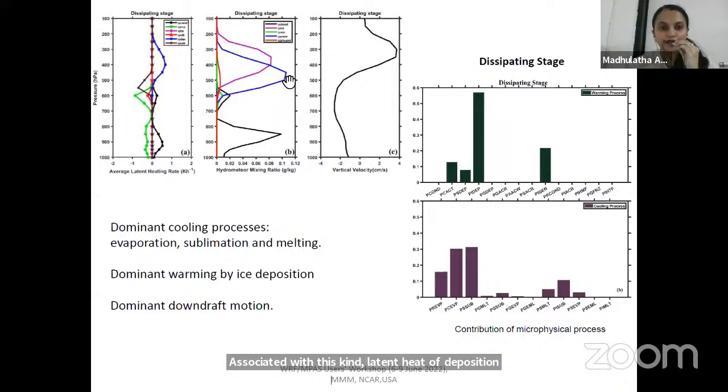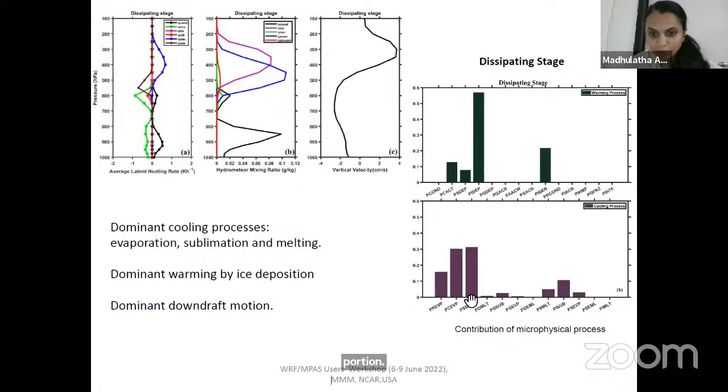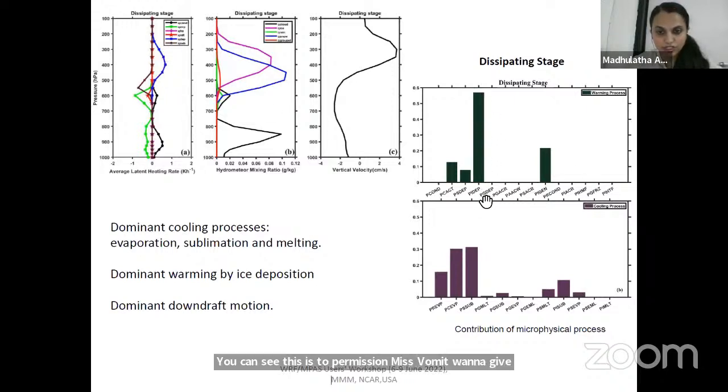And if you see the cloud hydrometeor structure here, the cloud ice and cloud snow, basically the solid hydrometeors, are dominant, because rain is already happening and associated with the stratiform portion of the rain. And if you see the average vertical velocity, downdraft motion is evident. So when you see the contribution of microphysical processes, the dominant warming is attributed to the ice deposition, and cooling is from the rain and cloud evaporation.